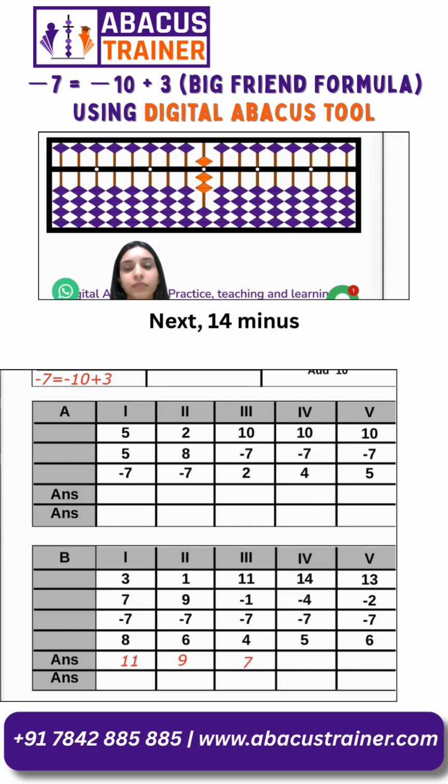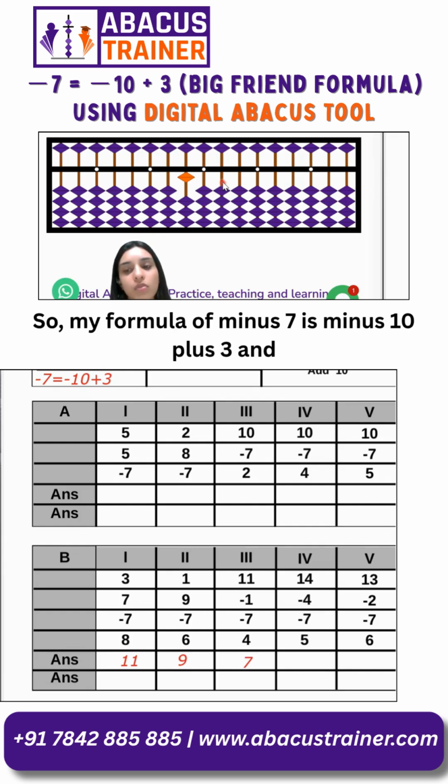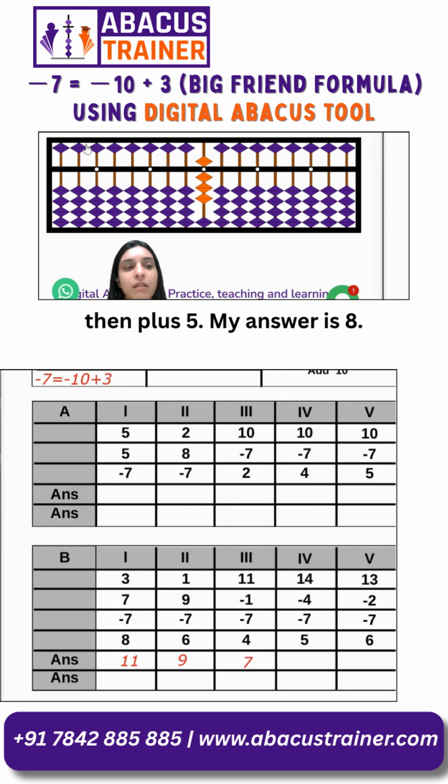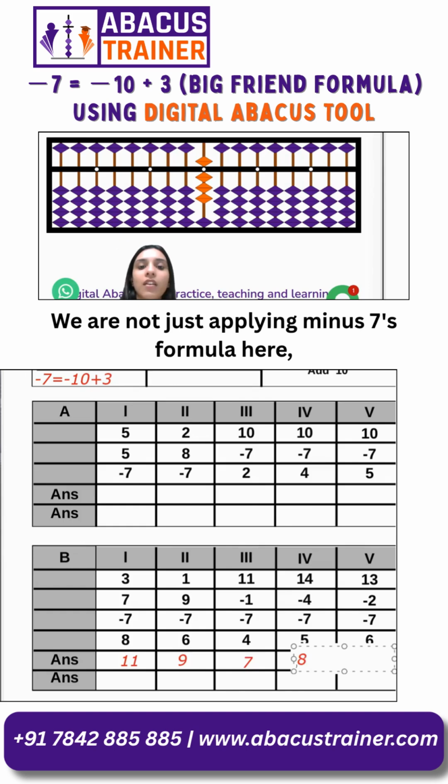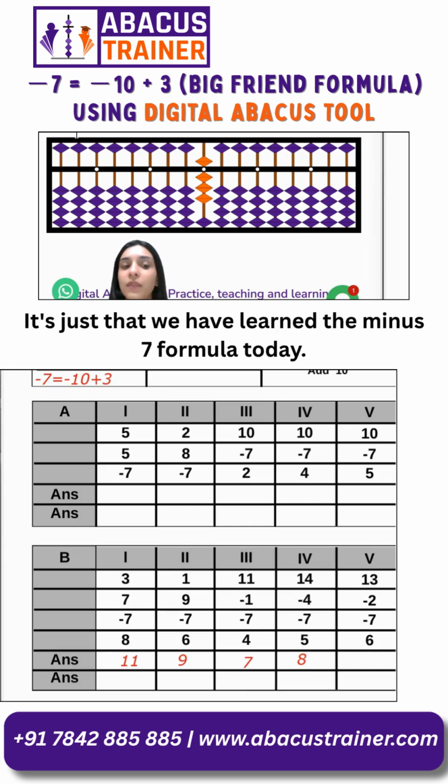Next, 14 minus 4 minus 7. Do I have enough beats to do minus 7 now? No. So my formula of minus 7 is minus 10 plus 3 and then plus 5. My answer is 8. We are not just applying minus 7's formula here, but we are also applying other formulas, okay? It's just that we have learned the minus 7 formula today.